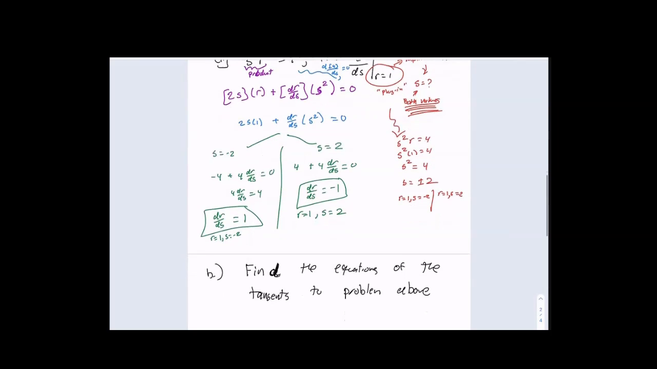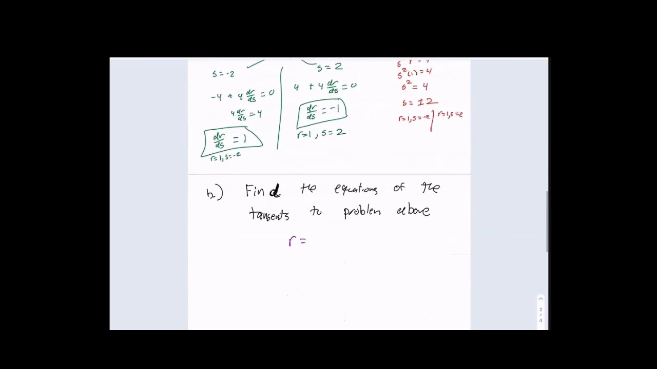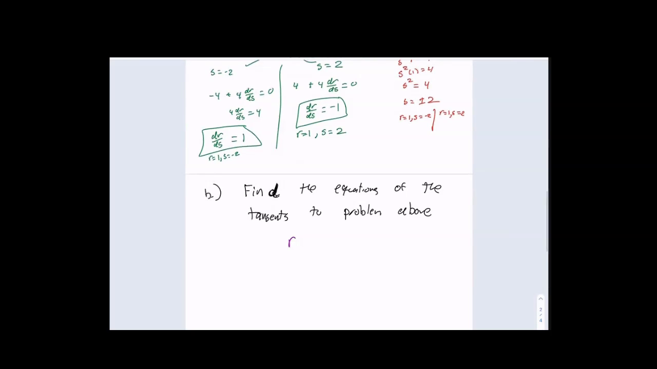R minus 1 equals... R is my dependent variable, S is my independent variable. It's not even F of 1. Yeah, you're right. R minus 1 equals, and then we could do 1, R prime times S minus. So there's going to be two equations here.